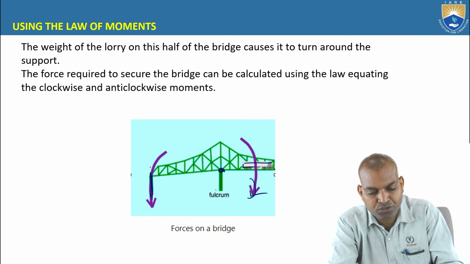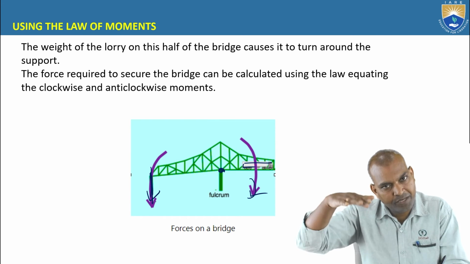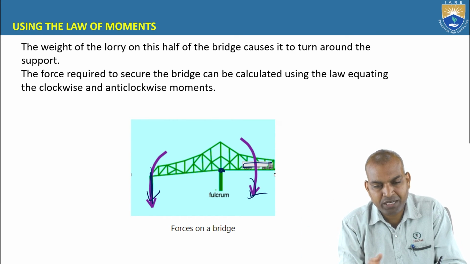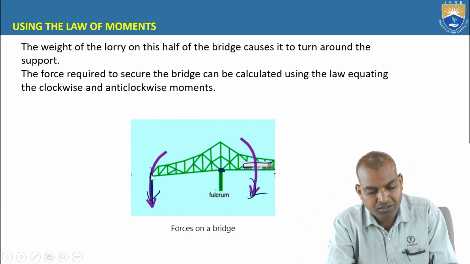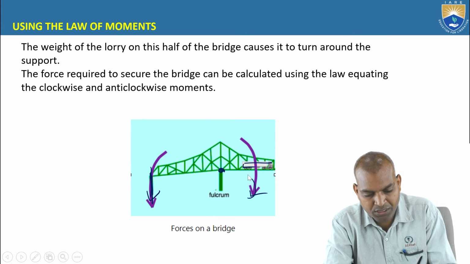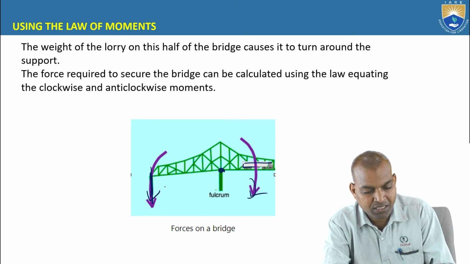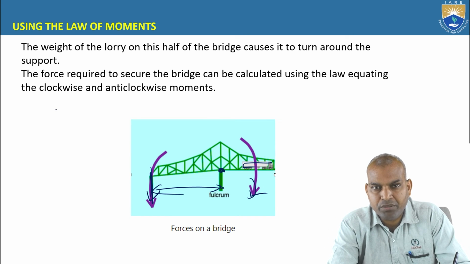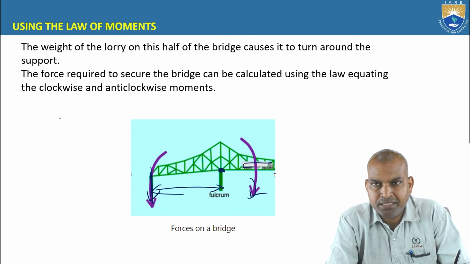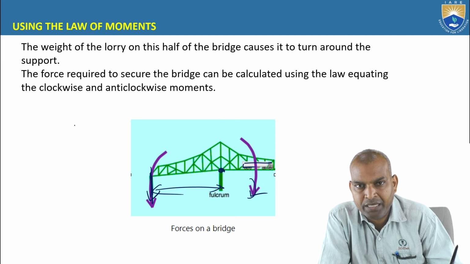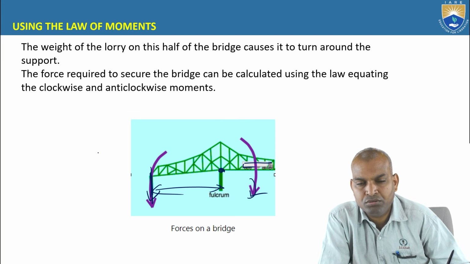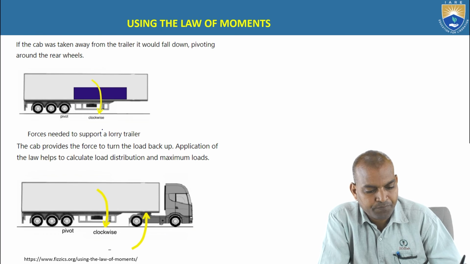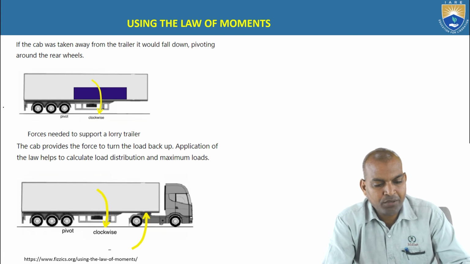Here the reaction forces should balance it. When it is pushing down, immediately reaction takes place. It should be balanced. So the force required to secure the bridge can be calculated by using the law of movements, that is clockwise movements equal to counterclockwise movements. So these are the examples.